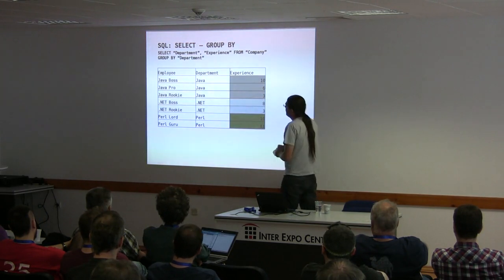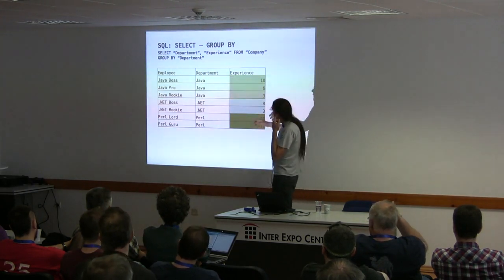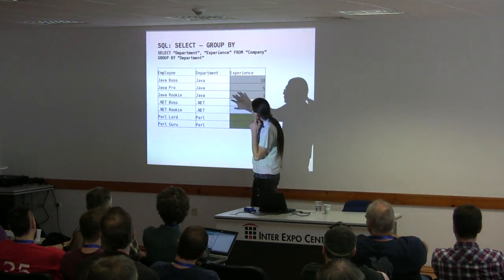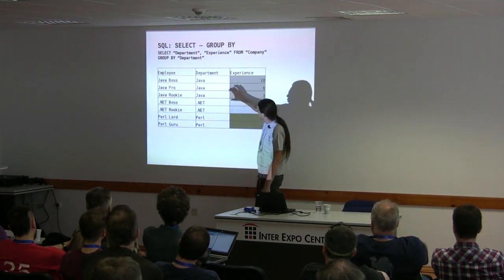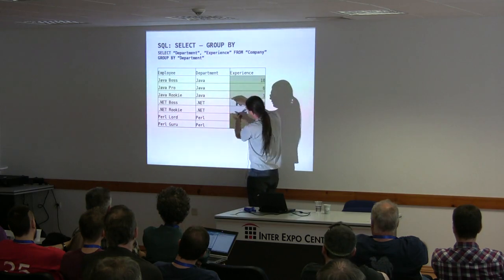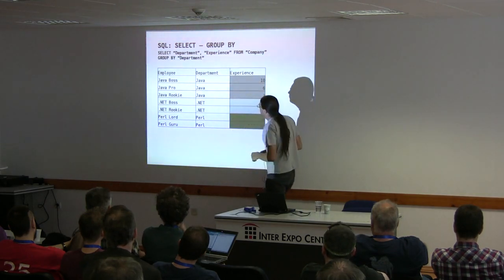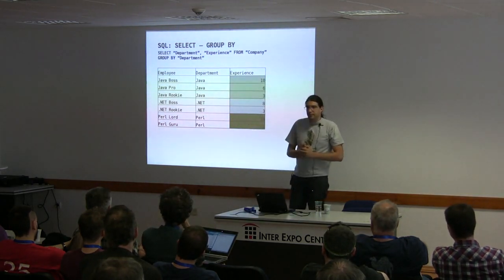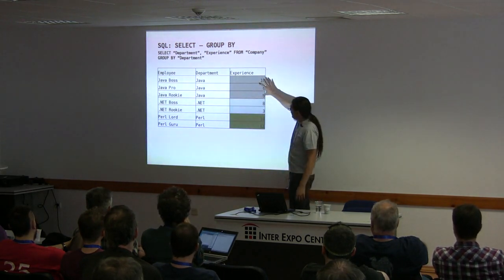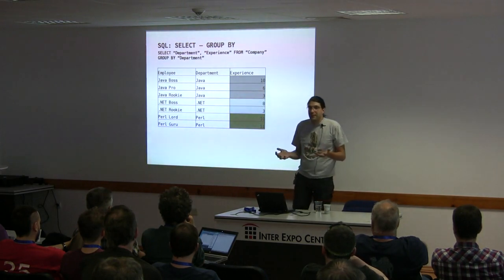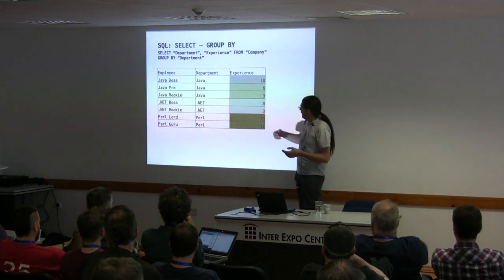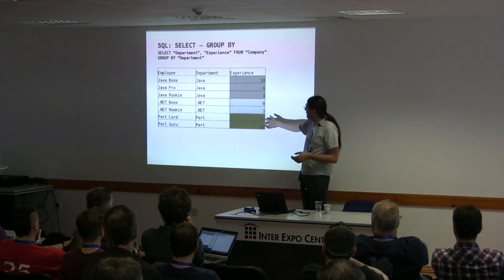This is our data. So what we did here is we said, get me department experience. So we're getting these two things. And then we say, group them by department. So these three, fold them together. These two, fold them together. These two, fold them together. And also return me the experience. Now, out of these three, which experience are we going to get back? We didn't specify. What are we going to get back here? We didn't specify, neither here.